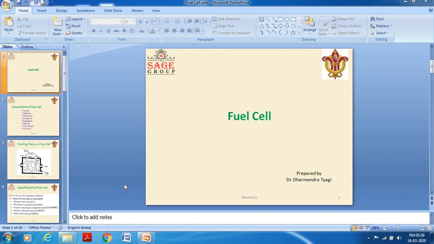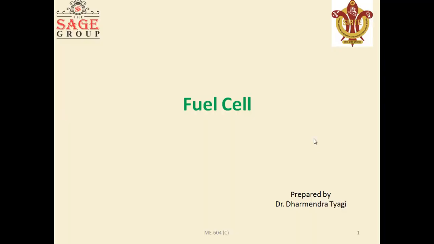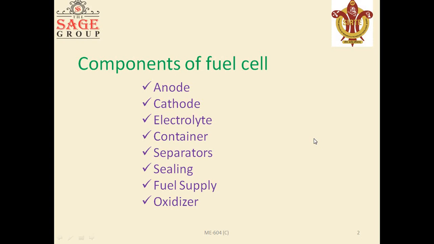And now the components of a fuel cell. These are the components of a fuel cell: anode, cathode, electrolyte, container, separators, sealing, fuel supply, oxidizer. These are the components of fuel cells, and we will discuss the use of all the components next.